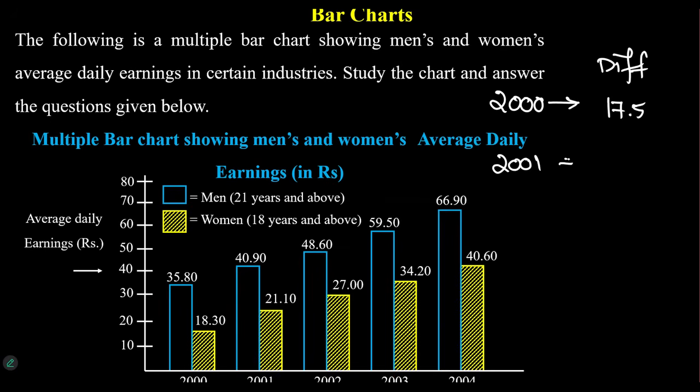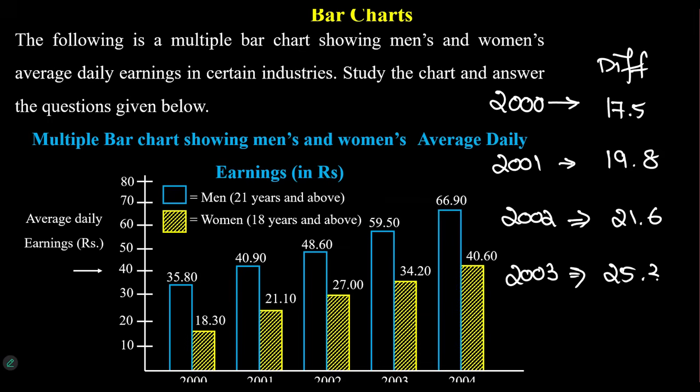2001, difference is 19.8. 2002, difference is 21.6. 2003, difference is 25.3. 2004, difference is 26.3. So the difference between men and women is increasing.